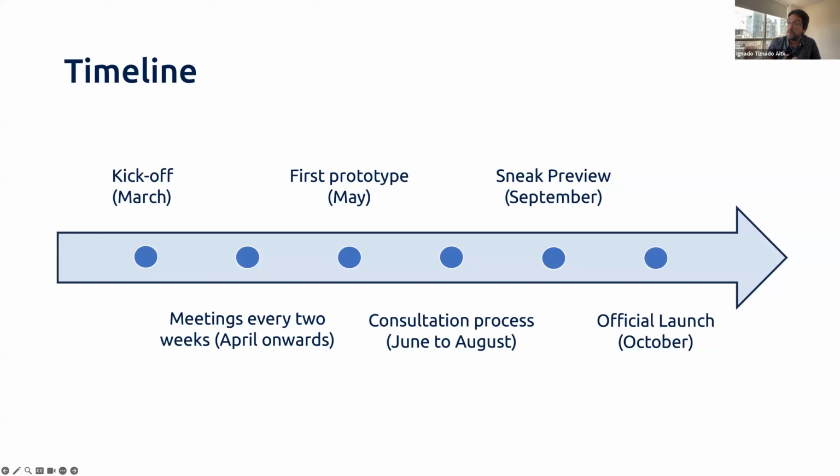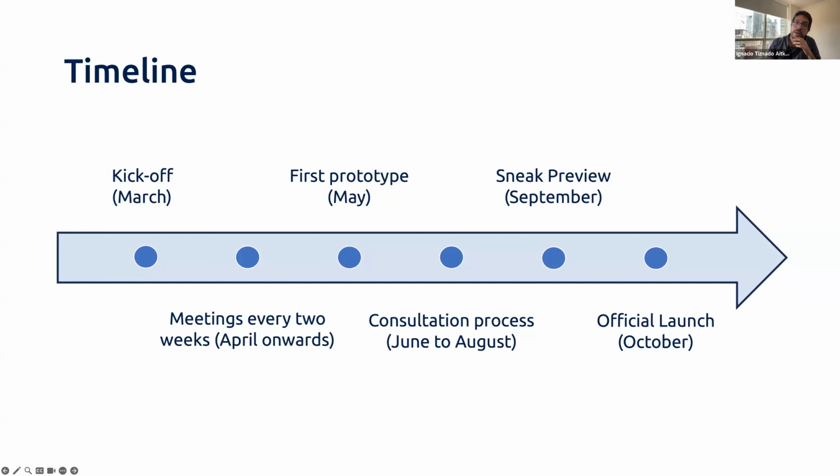So this is a high-level overview of our timeline. The project, as I said, started in March, and we decided to have bi-weekly meetings to keep making progress. At the end of May, we had our first prototype, just with the essentials in terms of functionalities and design. With that prototype, from June to August, we went through several consultation sessions with other partners and potential users who provided very valuable feedback for the final version. We did a sneak preview of this tool in September just to ensure that everything was working as expected. And today we are doing the official launch of the dashboard.